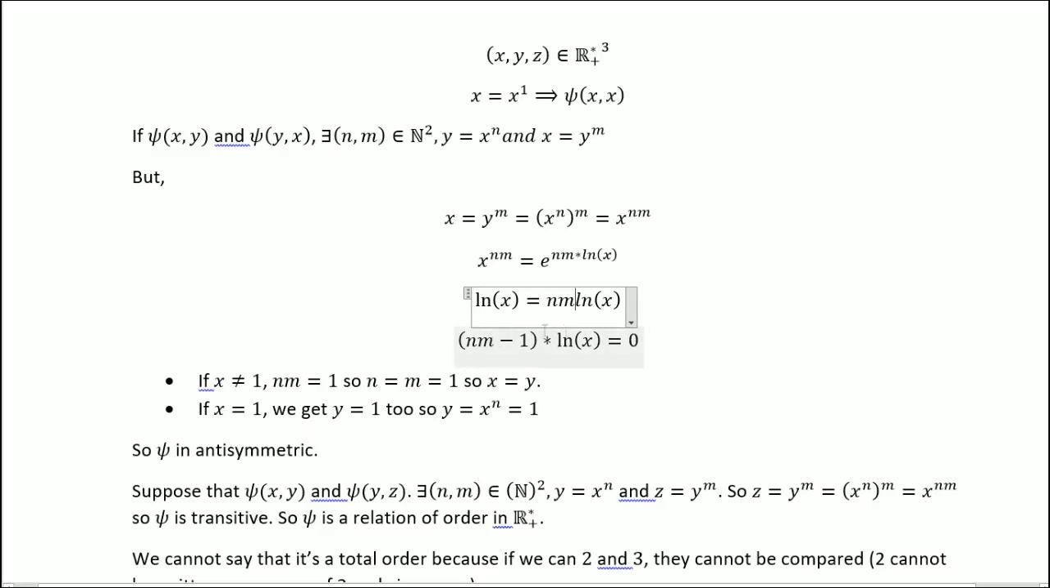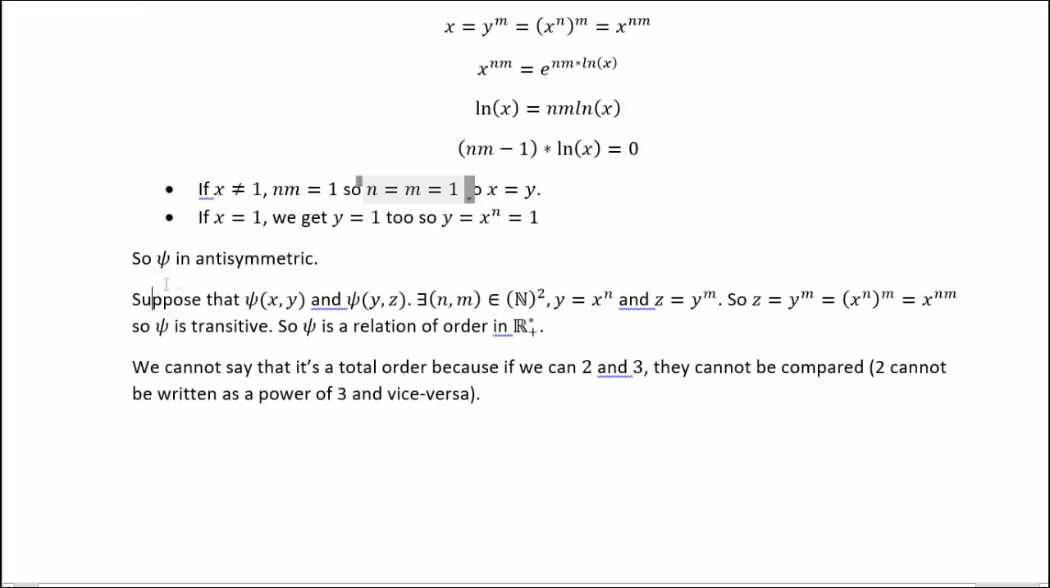So once we have that, we have two possibilities: either x is equal to 1, but then y is equal to 1 too, so it's true, or x is not equal to 1, so it means that nm is equal to 1, so m is equal to 1, so x is equal to y. We get this because these are natural integers. So psi is antisymmetric by this.